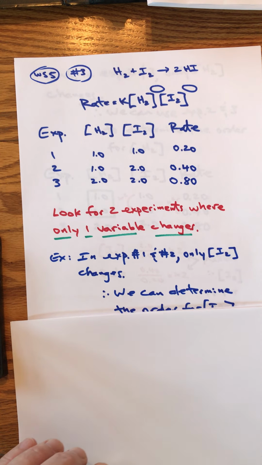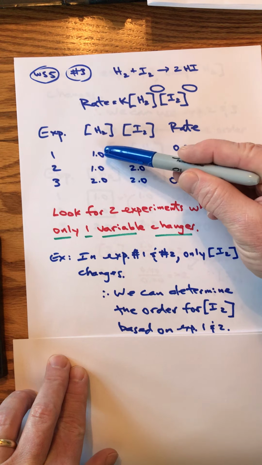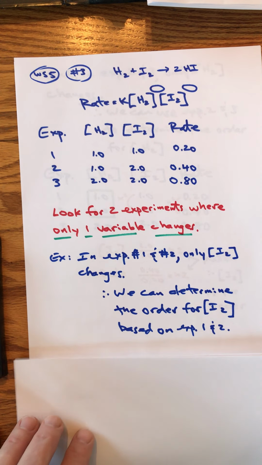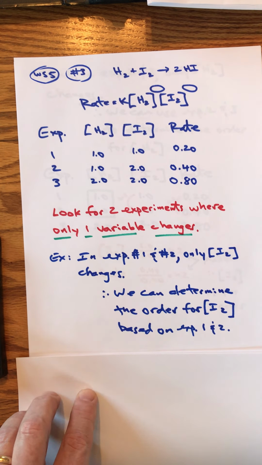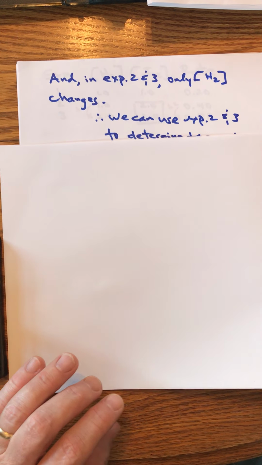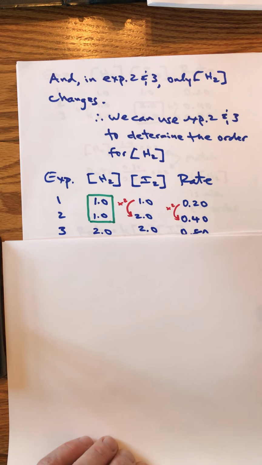Okay, so in experiments 1 and 2, only I2 changes. I didn't change H2, but I did change I2. So I can use those two experiments to figure out the effect that I2 has on the rate. And if I look at experiments 2 and 3, only H2 changes, so I can figure out the order with respect to hydrogen based on that. So here's the first couple.